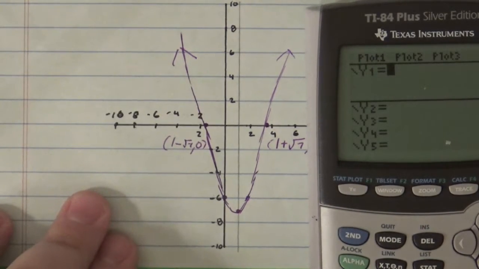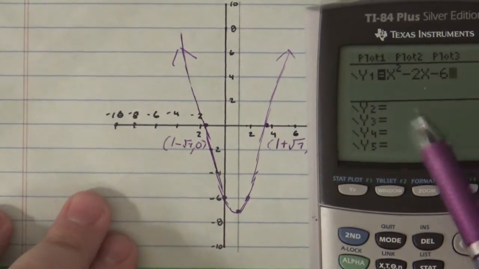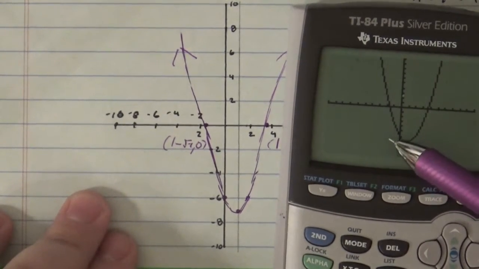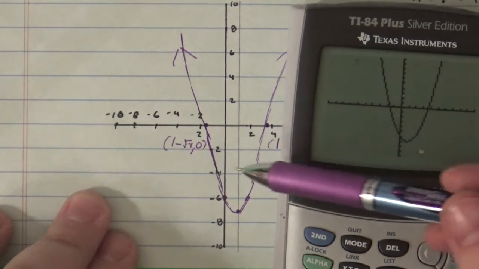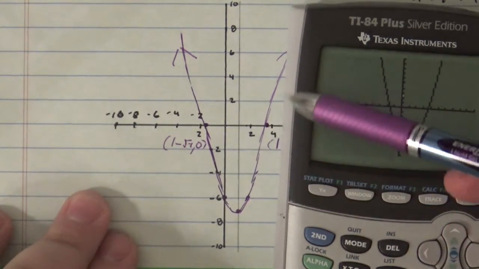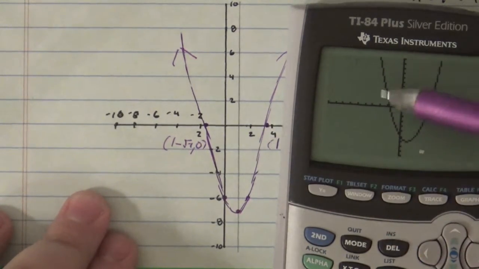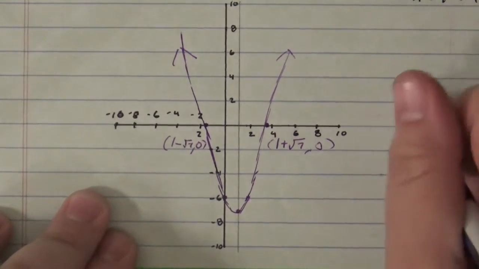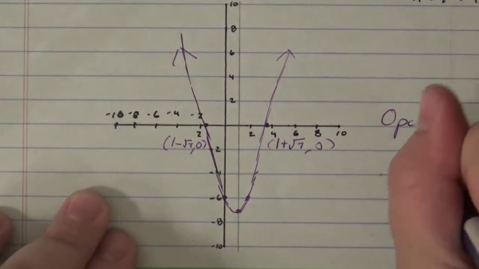So let's see if it's correct by plugging the actual equation in. We can put x squared minus 2x minus 6 into our graphing calculator. Hit graph, and let's check it out. Hey, not too bad. It's about the same thing. Ours is just a little off because I've got some wonky handwriting and everything, but it matches very well. And the other thing that we can say about this graph is that it opens up.